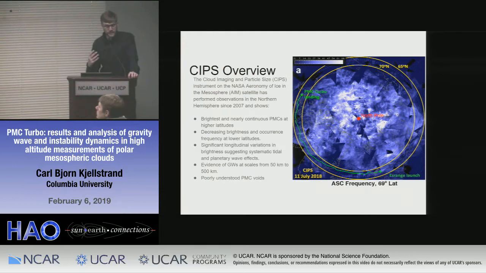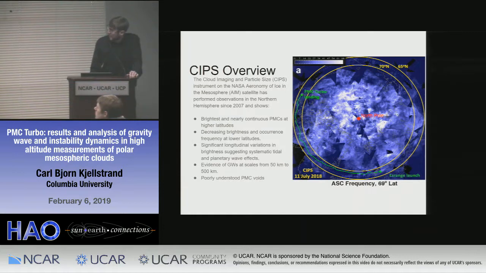So we also have cross-compared our own data with the CIPS data from this time. In this figure, I'm showing basically a CIPS stitched together view. The North Pole's in the center, and then the PMC-Turbo is basically around the edge for a latitude. CIPS is an instrument on the NASA Ames satellite that's been imaging the Northern Hemisphere since 2007. From this, we see several effects. We see, of course, brighter and more consistent PMC coverage at higher latitudes, and then it decreases and becomes more variable at lower latitudes. We also see longitudinal variations, which is most likely the semi-diurnal tide effects modulating the PMCs.